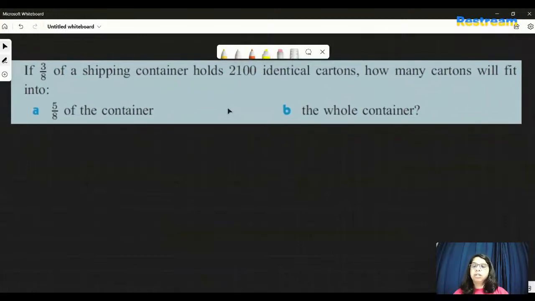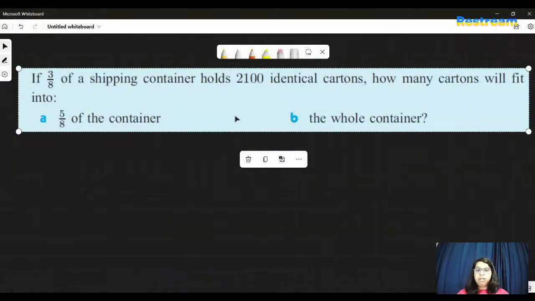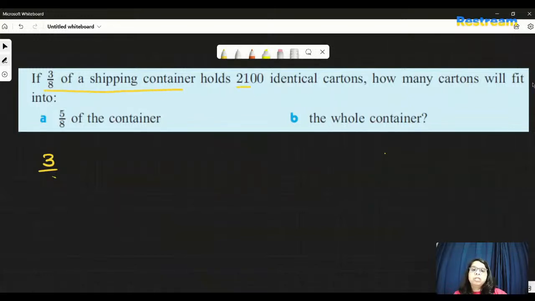Okay, so this is my question. If 3 by 8 of a shipping container holds 2100 identical cartons, how many cartons will fit into 5 by 8 of the container and the whole container? Okay, so I will first underline: 3 by 8 of the shipping container holds 2100 identical cartons. So I know that 3 by 8 of the container corresponds to 2100 cartons. No need to write identical, just 2100 cartons.